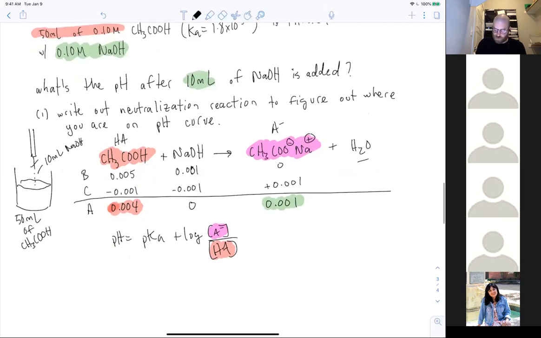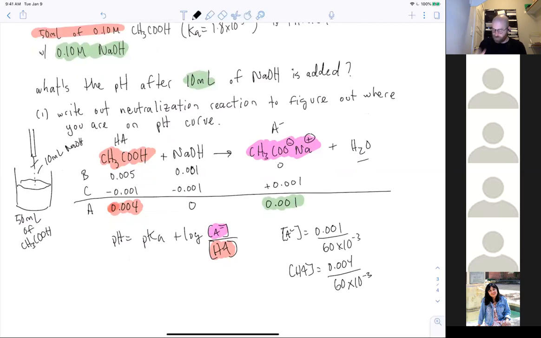And so my final volume is just going to be 60 milliliters. So A minus is just going to equal 0.001 divided by 60 times 10 to the minus 3. And HA is going to equal 0.004 divided by 60 times 10 to the minus 3.